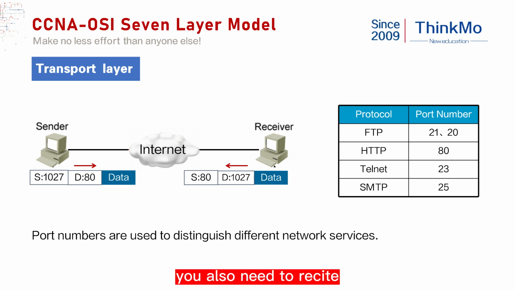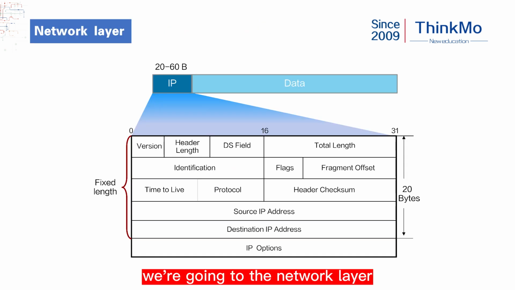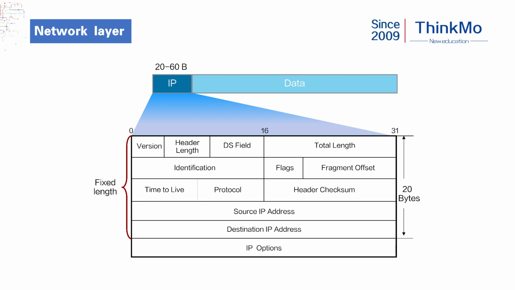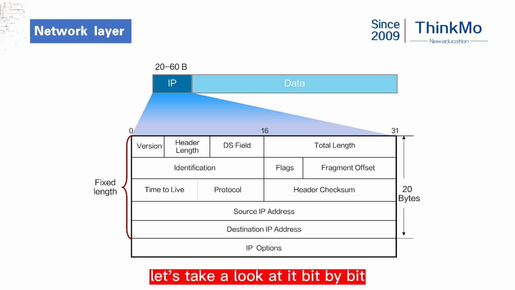You also need to memorize it. Basically, you don't have much to memorize, but there are some things I say you have to remember. Those are some of our transport layer points. After the transport layer is encapsulated, we go to the network layer. For the network layer we have a little more to say, so let's take a look at it bit by bit.